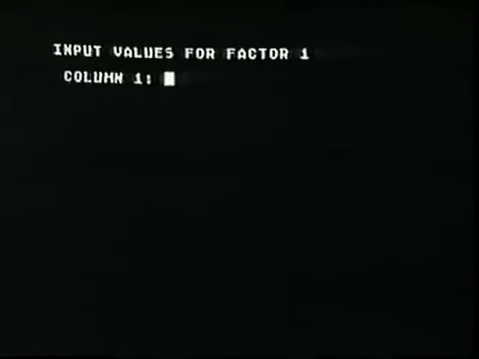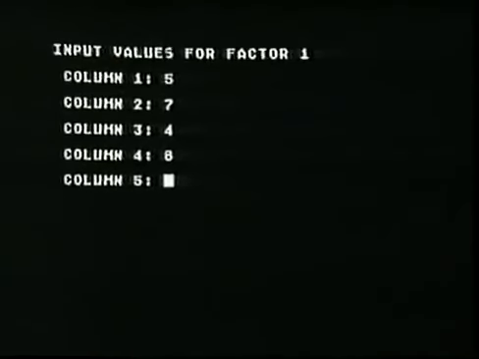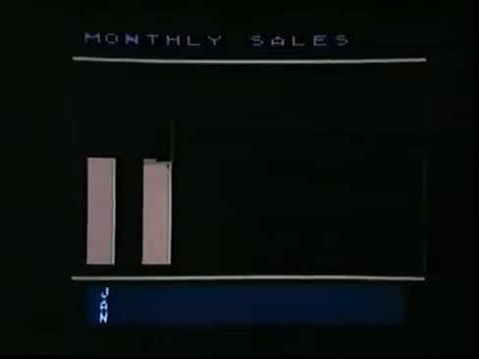Okay. Well, let's see now. I was selling widgets. So, let's see, in January I sold 5 widgets. And February I did a little better. I sold 7 widgets. March it wasn't so good. There was 4 widgets. And April we got 8 widgets. And in May we had 9 widgets we sold. In June we dropped back to 5. And here we go.